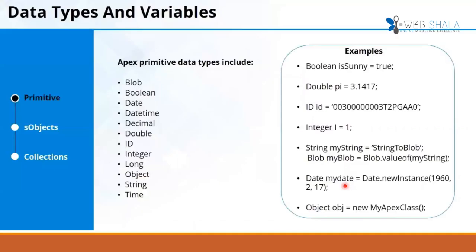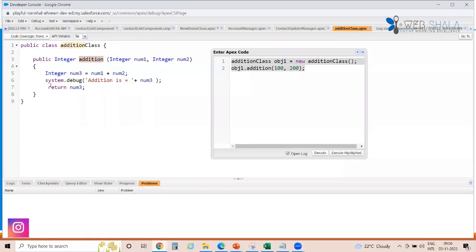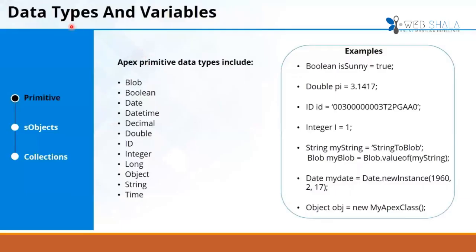Okay, so parameters we checked. Now let's study the data types and the variables. I told you in the beginning that this class which we have written is also a data type of complex type. Complex type means we can create a number of methods inside a class, so that's why it is complex. But here the data types are simple type. Simple means single type. It doesn't have multiple functions inside it.